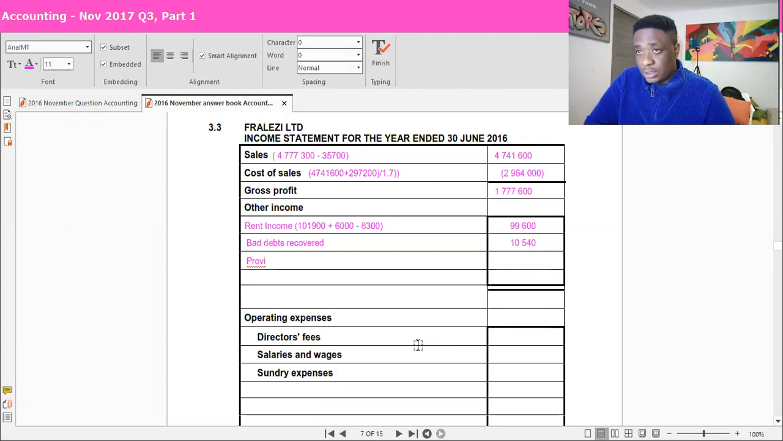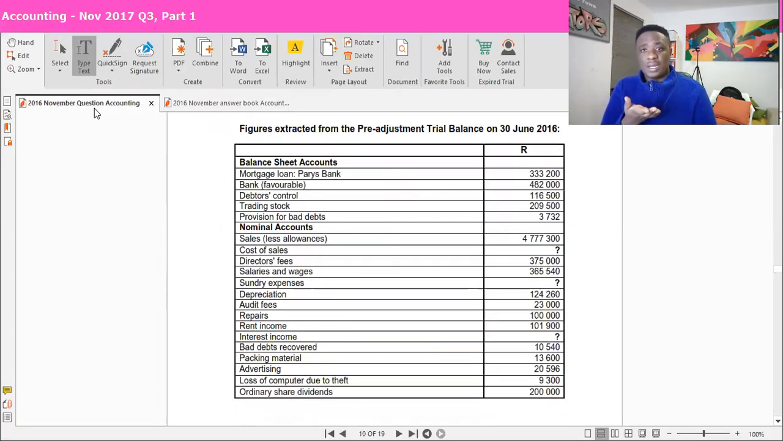Provision for bad debts adjustment. We know that we need to adjust it down from 3,732 to 3,232, and that difference there will be 500. Yes. And then let's see if we can find perhaps any other income.